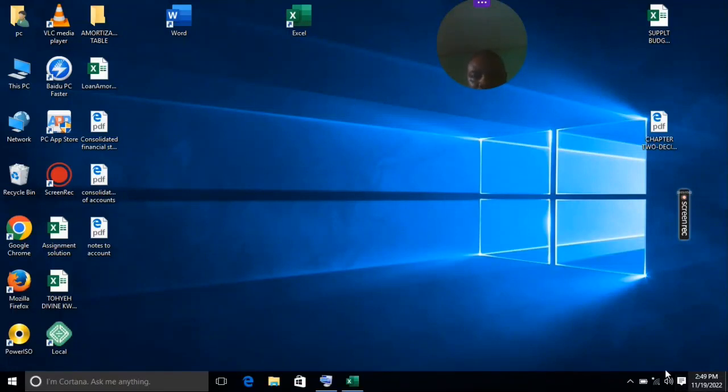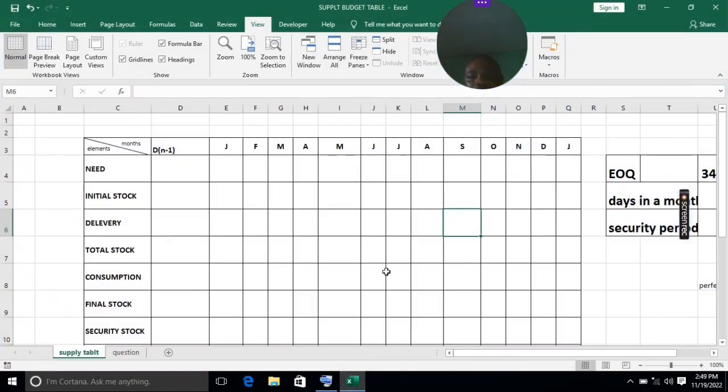The question will require us to present the supply budget in a table. Let me open this. This is the format of the table that we are required to present the supply budget. So let us go straight to the question.